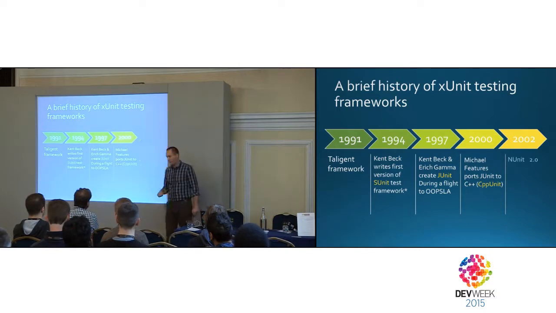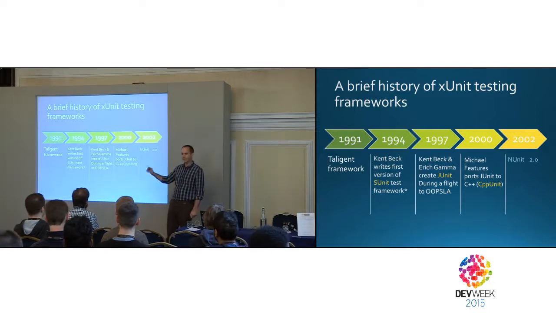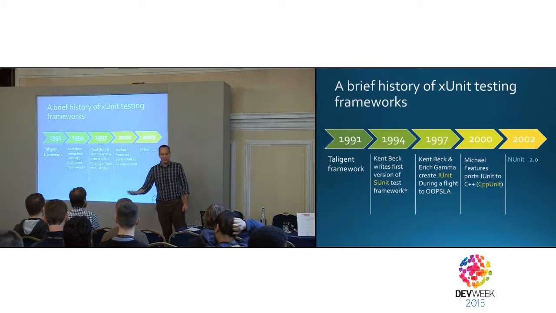Fast forward a few hundred unit testing frameworks, and we got to 2002 when NUnit, the .NET unit testing framework, got to version 2. Why version 2? Couldn't find version 1.0, not even on the site, just 2. It was created in 2002. And it was a very nice idea.